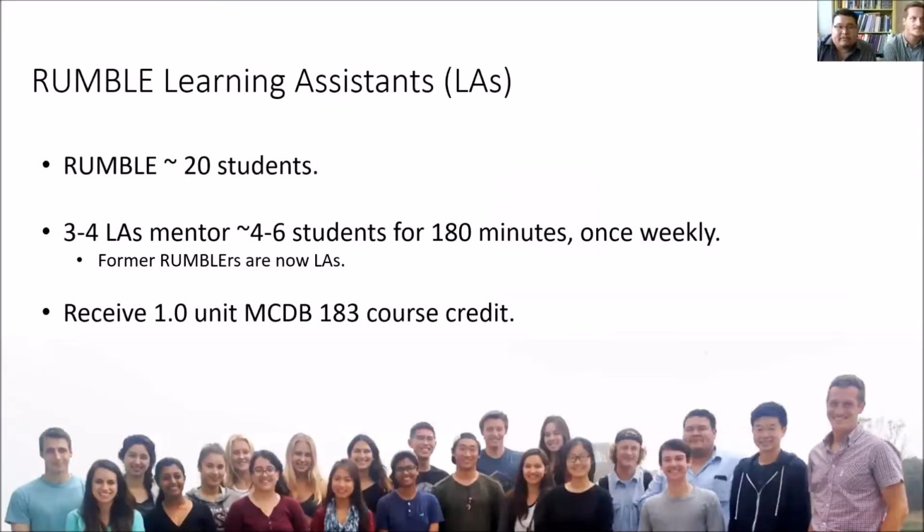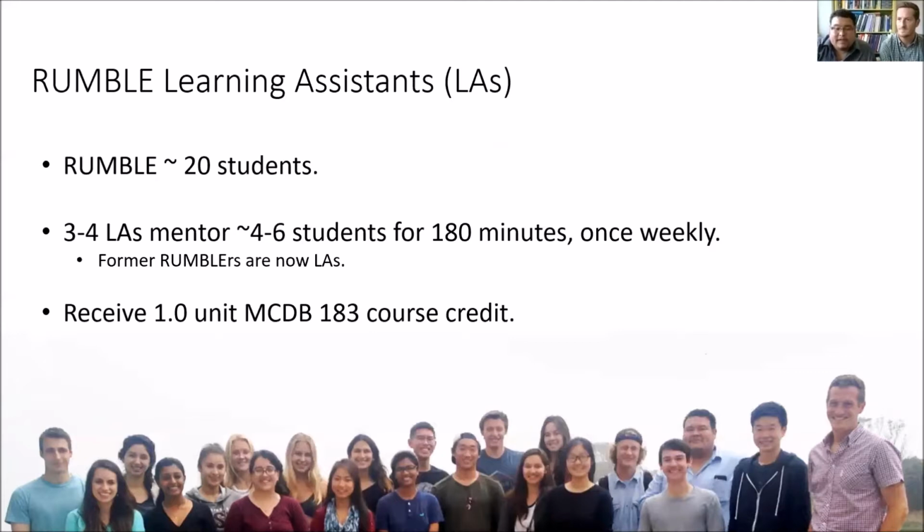Now, in the case of Rumble, we use learning assistants as models, right? And the idea of Rumble is, as you remember from that logic model, we want to foster that sense of belonging and that sense of self-identification as a scientist in training. And I'm sure that many of you can relate to that feeling of wanting to become a scientist when you first started working in a lab, right, and doing some actual experiments, holding a pipette, etc. So this is what we want to give to Rumblers, and the LAs serve as those models, right?